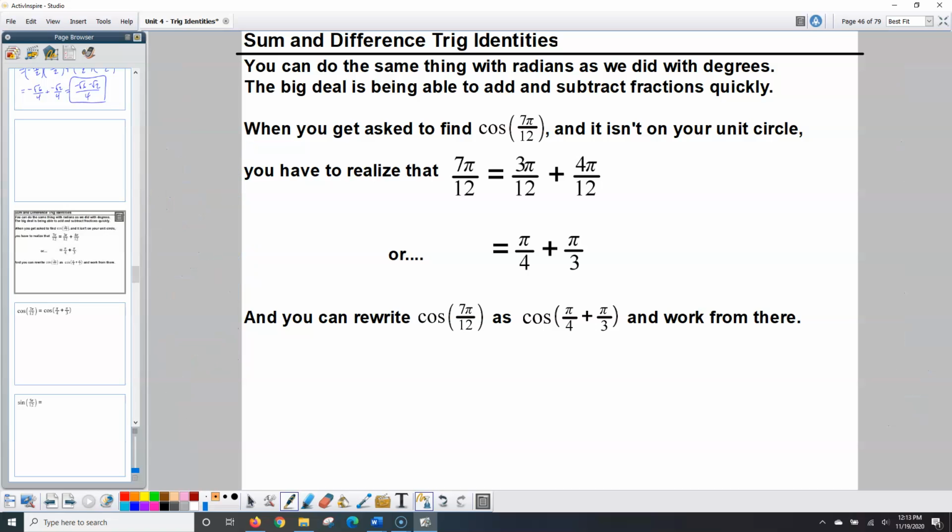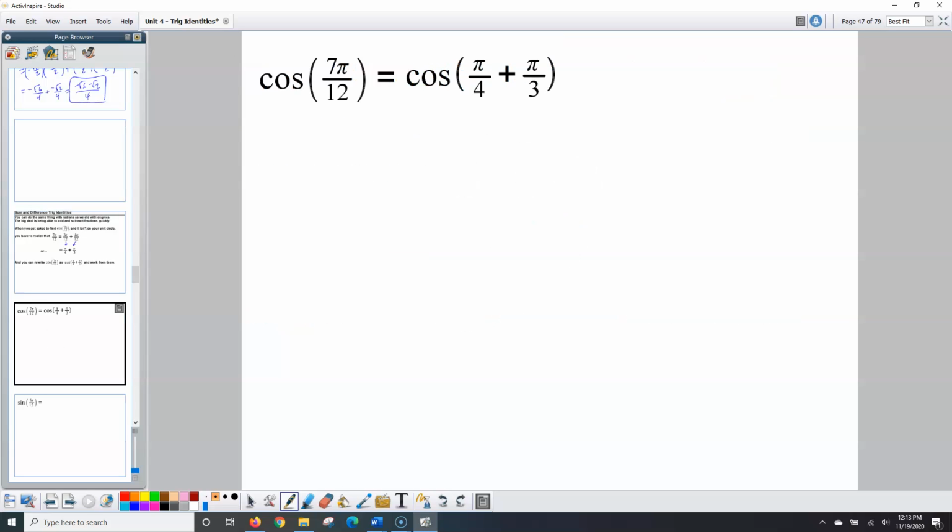All right, so when you get asked to find cosine of 7 pi over 12, that's not on your unit circle, you need to realize that 7 pi over 12 is the same as 3 pi over 12 and 4 pi over 12, which we know those are on our unit circle. Okay, then we'll just use our formula that we had in the very beginning. So cosine of 7 pi over 12, we got that by saying cosine of 3 pi over 12 plus 4 pi over 12.